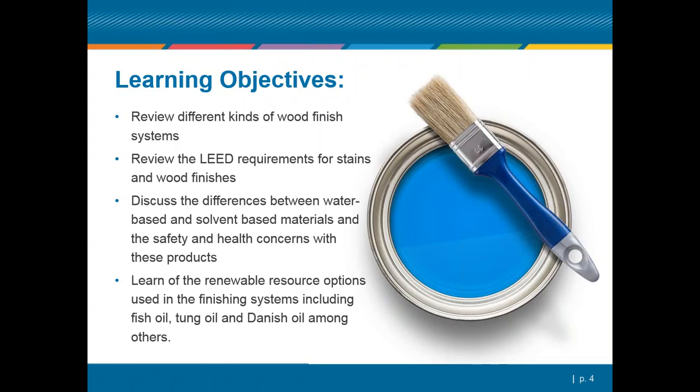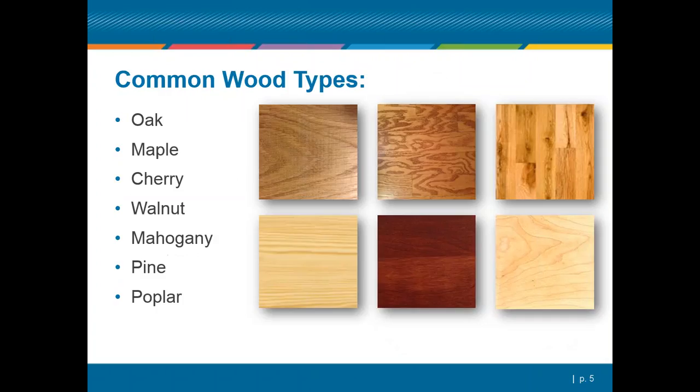We'll also discuss the differences between water-based and solvent-based materials and the safety and health concerns with these products, and learn about renewable resource options used in the finishing systems, including fish oil, tung oil, and Danish oil, among others. The nice thing about wood finishes is that there are quite a few renewable resins that can be used, so there is more than one way to do a wood finish these days.